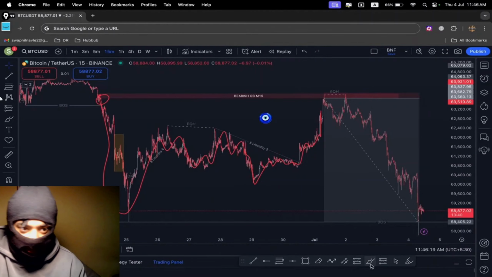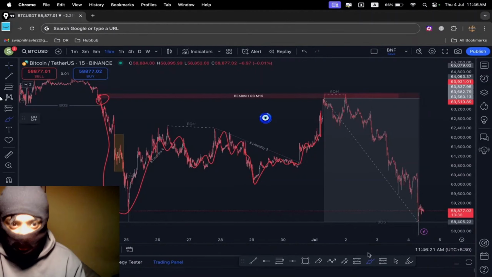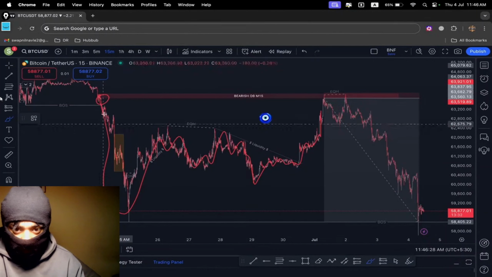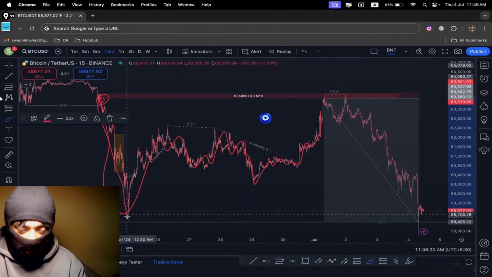He's basically saying that the market without liquidity will never move, because liquidity is fuel for the market, and if there is no stop loss of buyers or sellers, the market will never move.